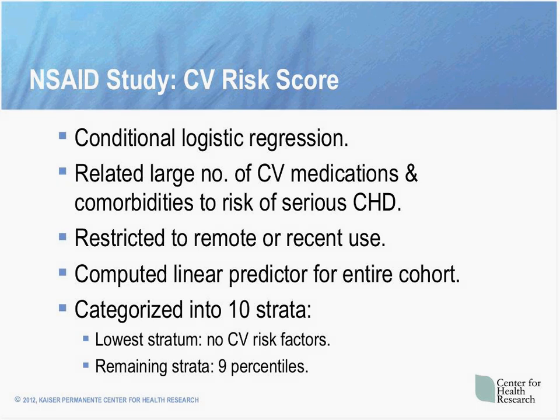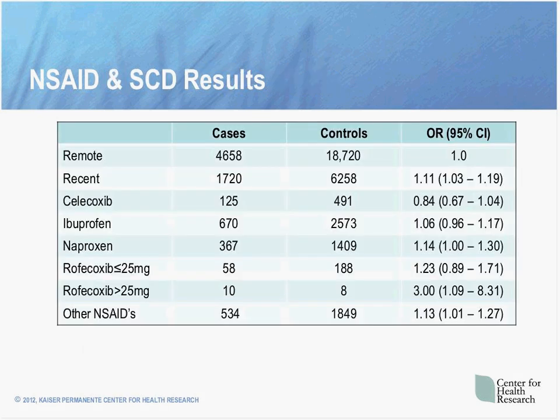What was done in the study was to compute, again, a baseline disease risk score. Again, it was a matched study, so we used conditional logistic regression, with a various number of cardiovascular medications and comorbidities to estimate baseline disease risk, restricted to remote and non-users, and remote and recent users. Then we fit the model, computed the linear predictor, and split folks into 10 strata, looking at folks that had no cardiovascular disease risk factors, and then balanced based on the rest of the folks.